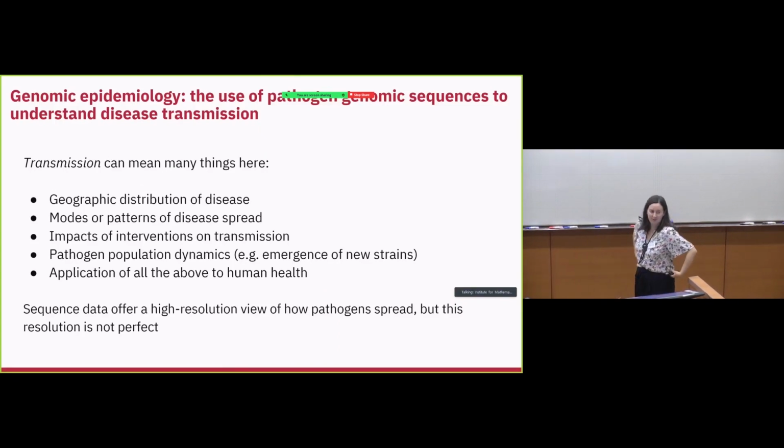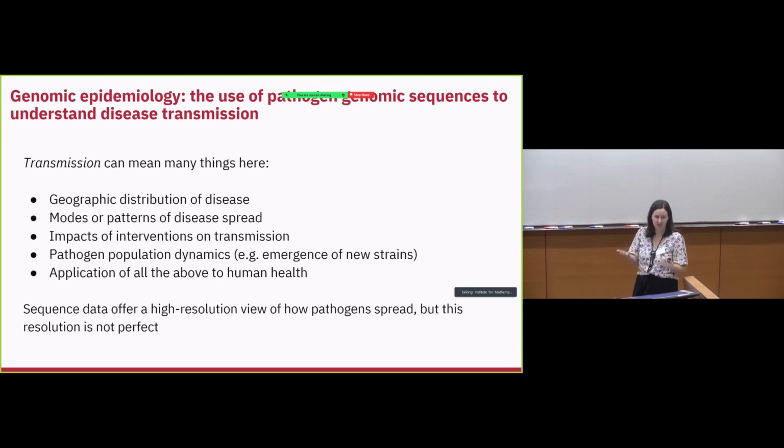Maybe this slide goes without saying after the last talk, but when we're thinking about what genomic epidemiology is and what it's helping us learn, in general, we're trying to learn something about disease transmission from pathogen genomic sequences, in our case, whole genome sequences. What transmission means here can be many different things. A number of them we've just seen. We can be thinking about the geographic distribution of our disease, what are particularly common modes or patterns of disease spread, what happens if we try to combat transmission, as well as the population dynamics of the pathogen itself and what that does for the human populations that it's affecting, or animals or otherwise.